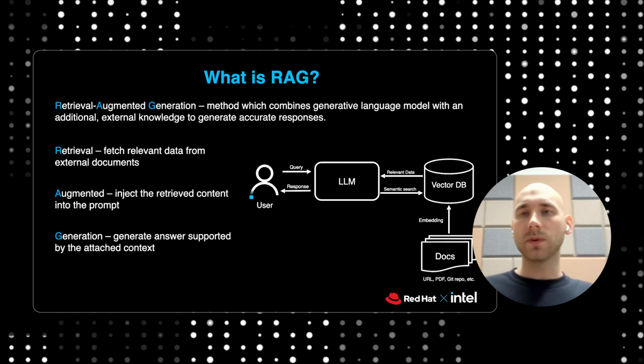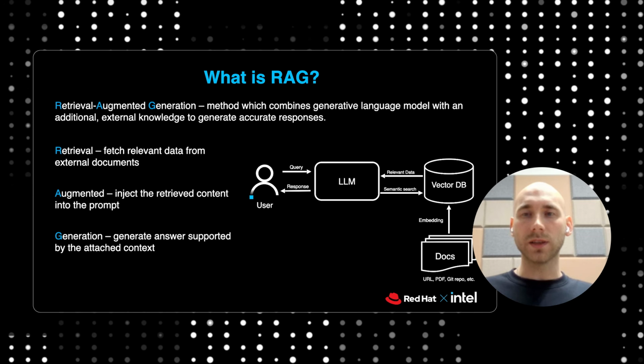Hello everyone, my name is Tomasz, and today I'm going to show you a demo of how you can use Intel Xeon CPUs and Intel Gaudi accelerators in Red Hat OpenShift AI to deploy and run a Retrieval-Augmented Generation chatbot with vLLM. Let's start with a brief introduction to what RAG is.